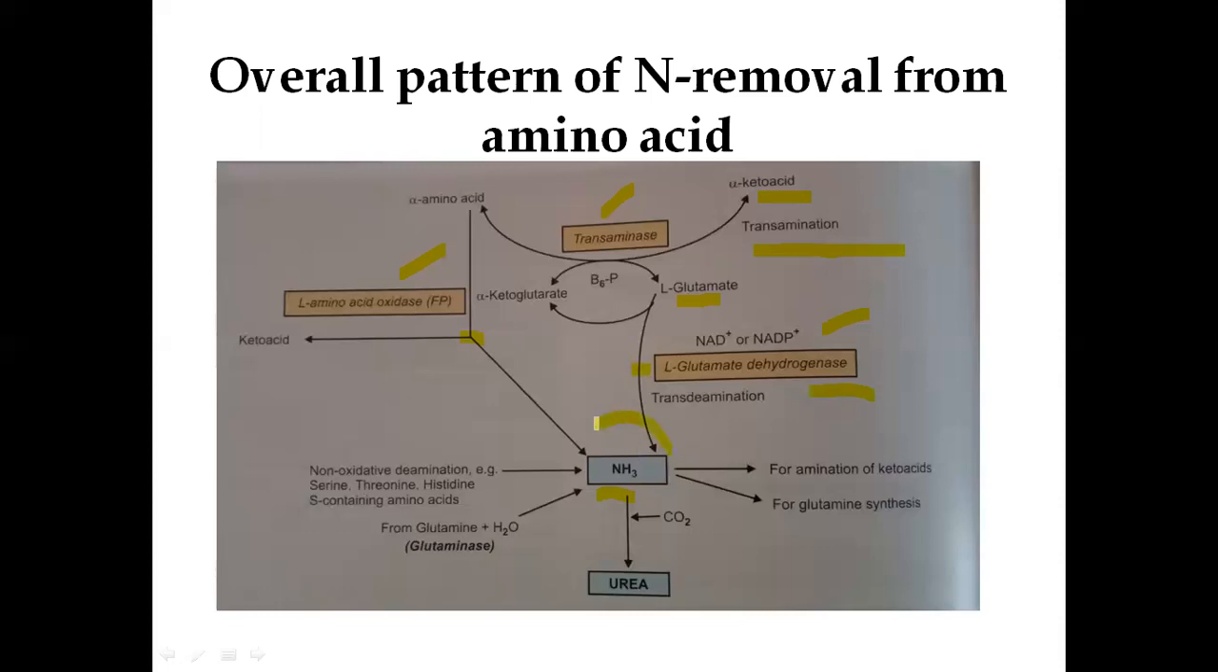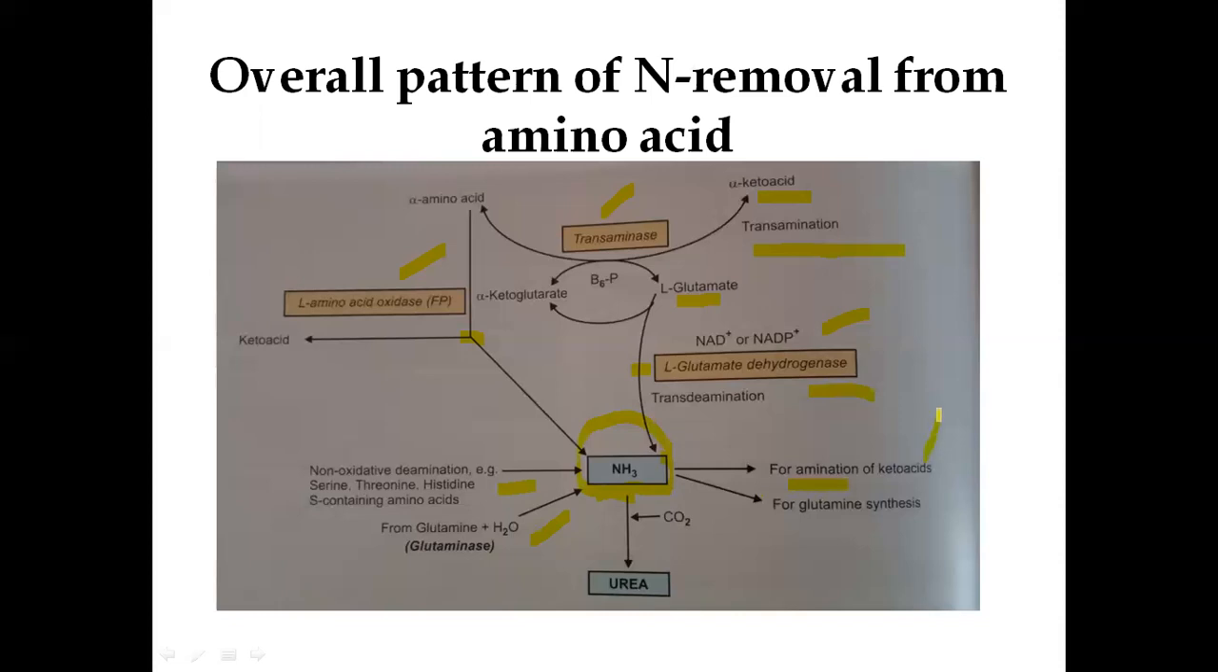So you have this NH3 pool. The concentration of this NH3 pool will be increased even by the non-oxidative deamination of other amino acids. And even the glutaminase enzyme removes the NH2 group from glutamine by combining with a molecule of water, and that also increases the concentration of NH3 in the body.